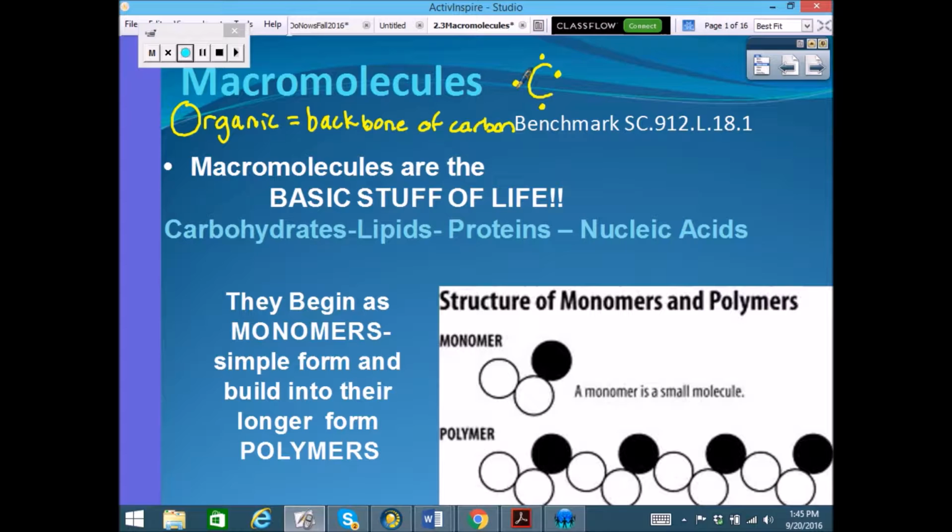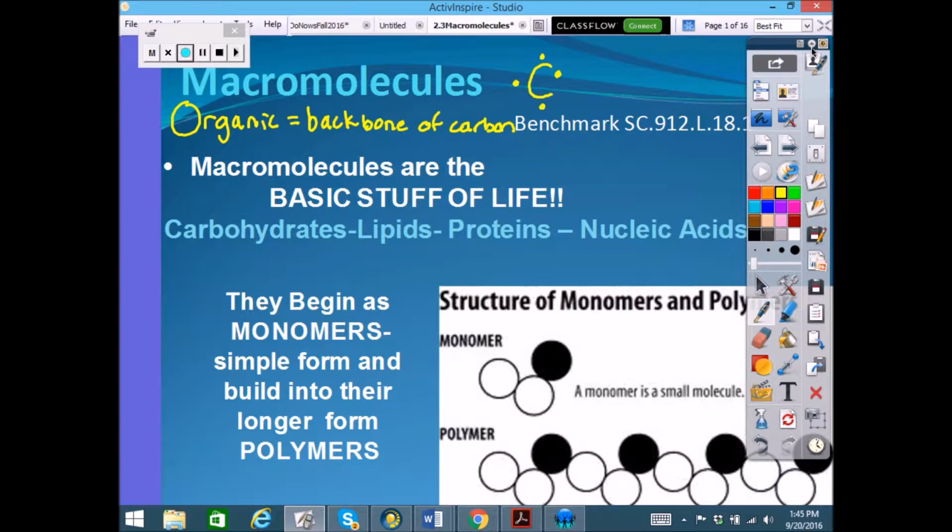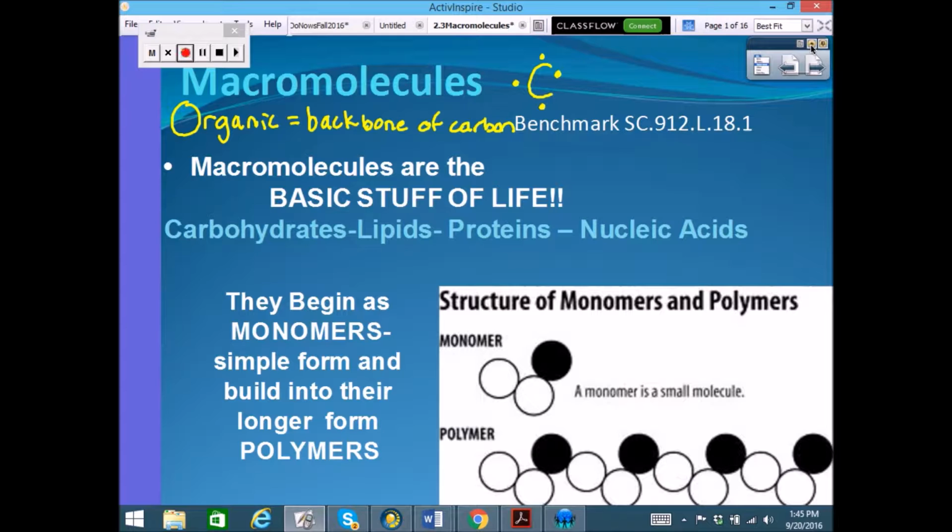Your first vocabulary terms, if you look at the list, everything in blue is off of today's lecture, 2.3. So the first 2 words are monomer and polymer. I want you to add this sentence to your notes. All of these carbohydrates, proteins, and nucleic acids, they start out as monomers, which are simple forms, and they build into their longer form, which is a polymer.